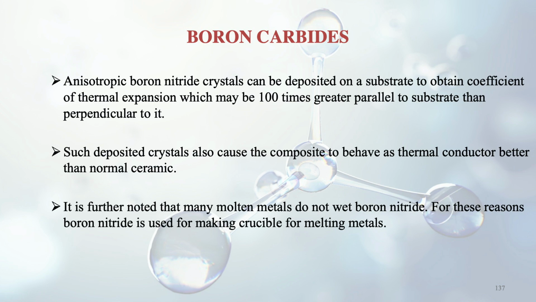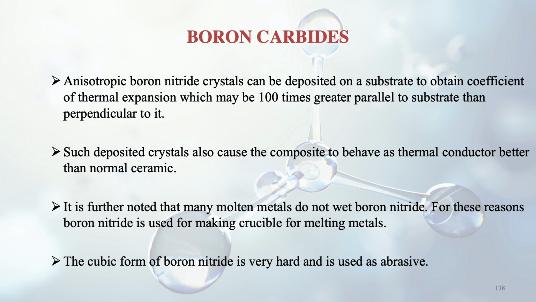And one more thing we can note in the case of boron nitride is that many molten metals do not wet boron nitride. So if a certain molten metal is there, it will not have any effect on boron nitride. For this reason, it can be used for making crucibles for melting metals. Yes, it can be used as a vessel because molten metals will not affect it, so it can be used for storing them. The cubic form of boron nitride is very hard. This is another property, and since it is very hard, it can be used as an abrasive.